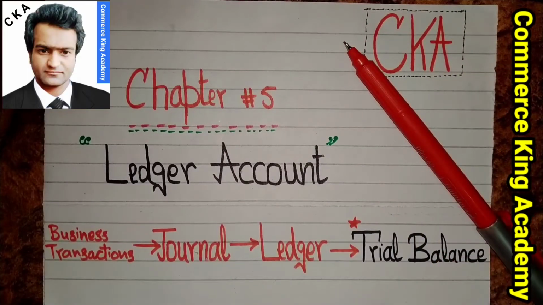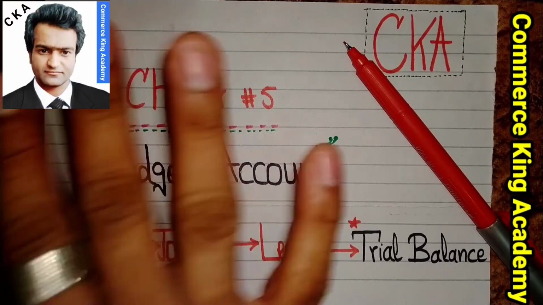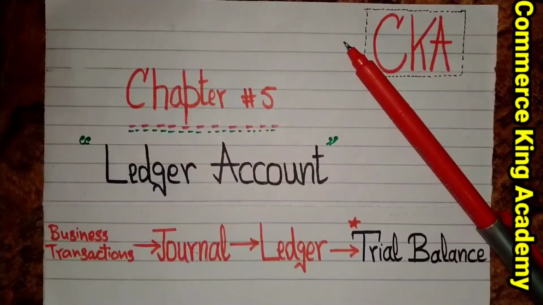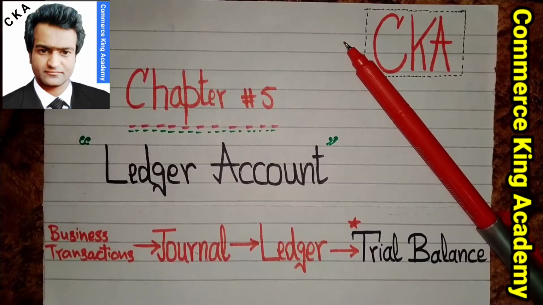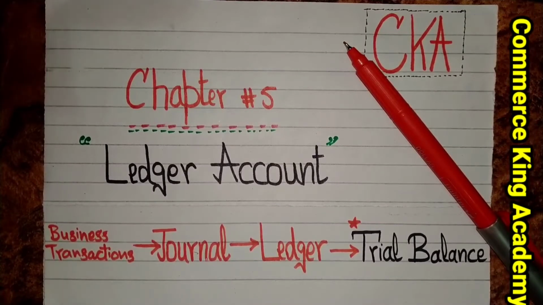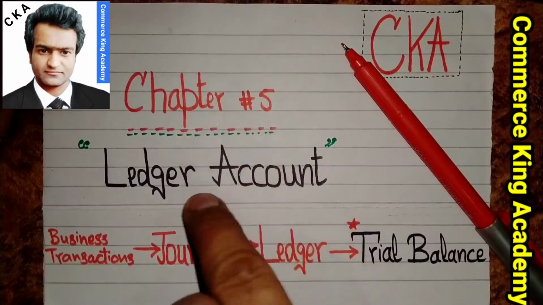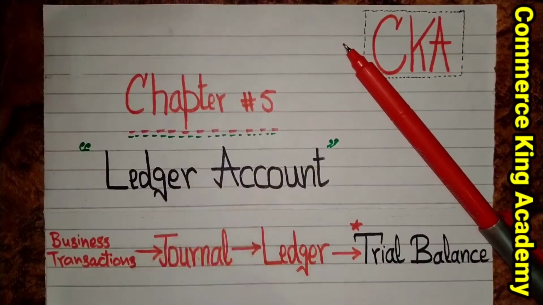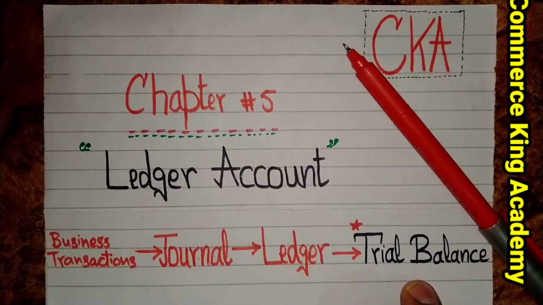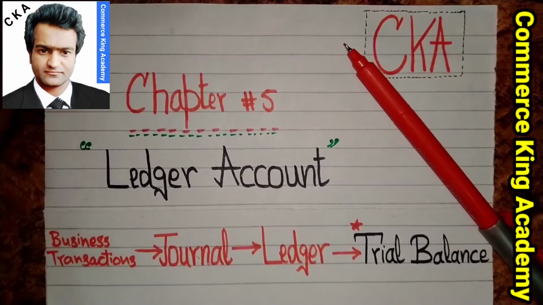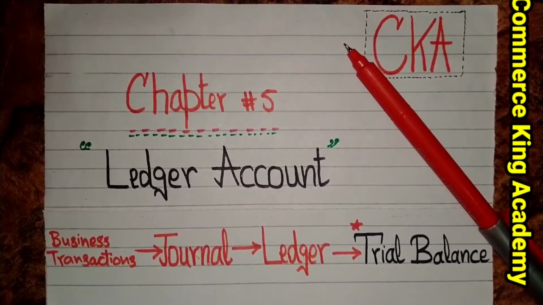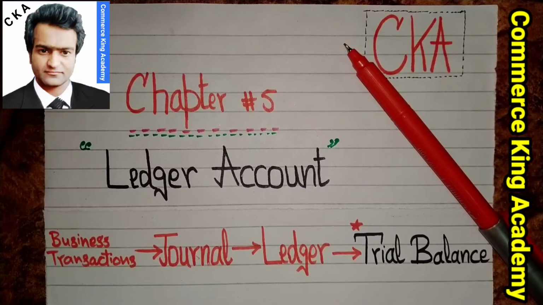Today in this video we are going to solve illustration number 4 related to trial balance, right? You already know that this is part of the parent chapter, which is chapter number 5, named ledger account. The trial balance is the current topic of this chapter. So let's get started with illustration number 4.